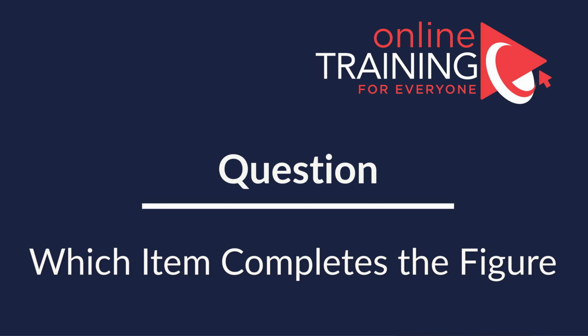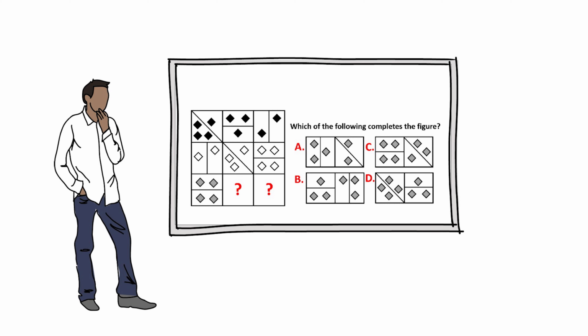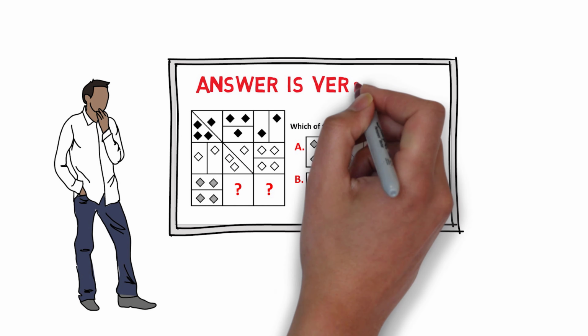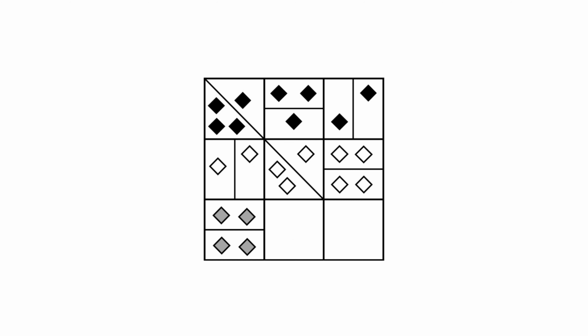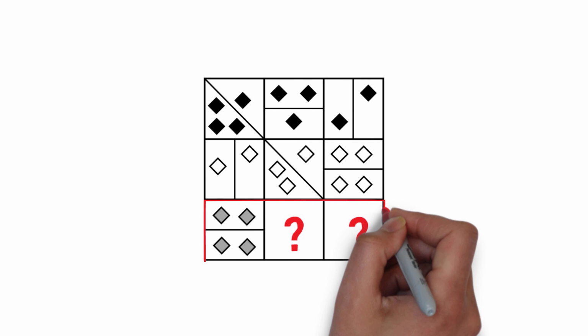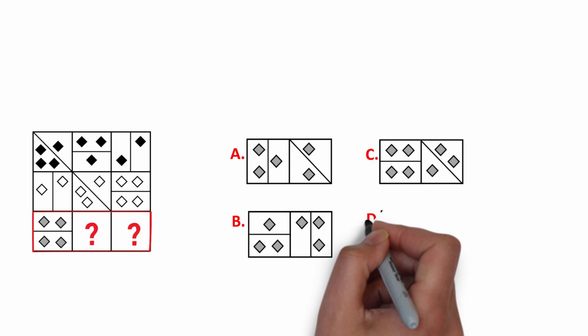When you see a question like this, you might ask yourself, how can it possibly be even more confusing? But the reality is that the answer to the question I'm about to show you is very simple. Let's look in more details. You're presented with the 3x3 matrix. 2 of the shapes in the matrix are missing. They are located in the bottom row. And you have 4 possible choices for the answers. Choices A, B, C, and D.